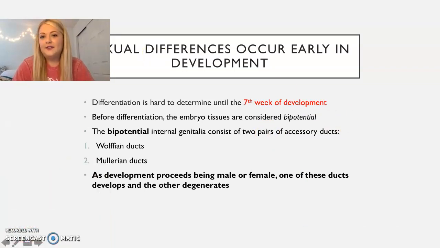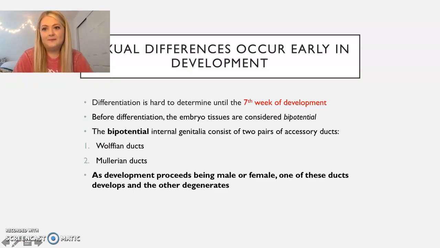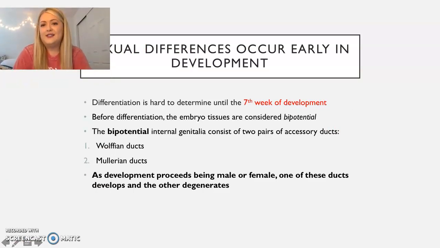So sexual differences occur early in development. Differentiation is hard to determine until the 7th week of development. So think of just 7th week, and that's when people tend to go into their doctors and figure out if they're having a boy or a girl. And before they are able to differentiate, the embryo tissues are considered bipotential. Bi meaning 2, and then potential. It could potentially be a male or it could potentially be a female.